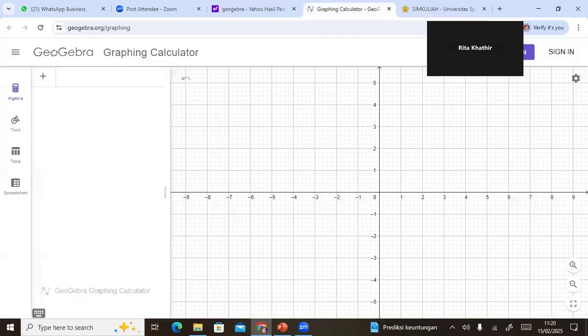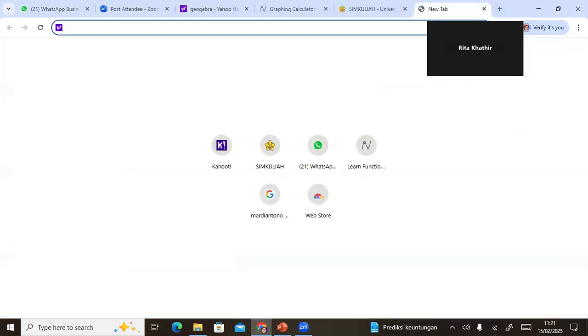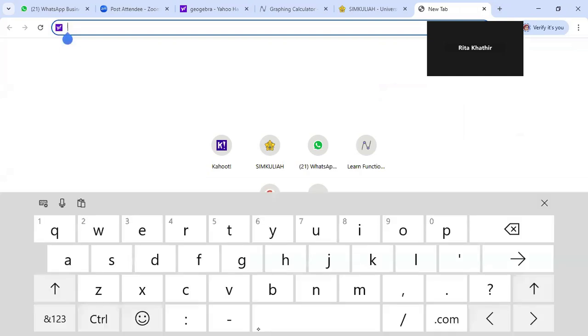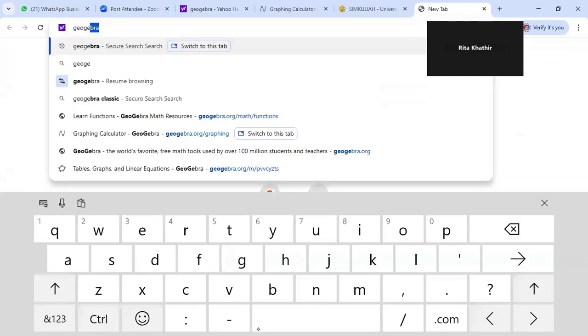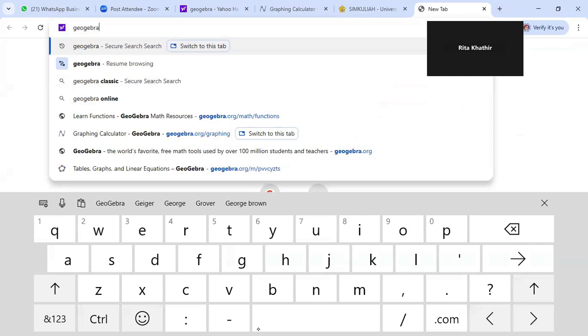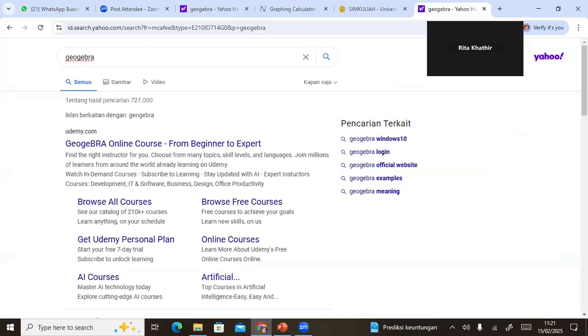I also will show you that we can do this. Do you have experience with GeoGebra? GeoGebra is very easy. Go to the browser, type GeoGebra, and then enter. Choose GeoGebra.